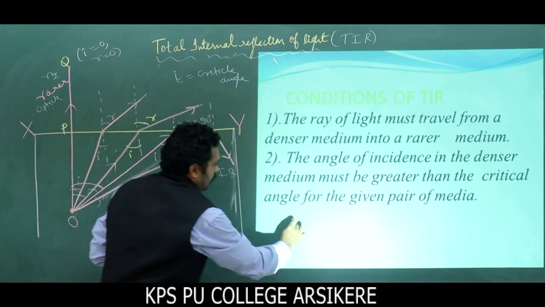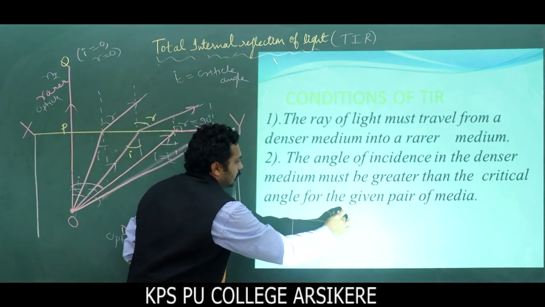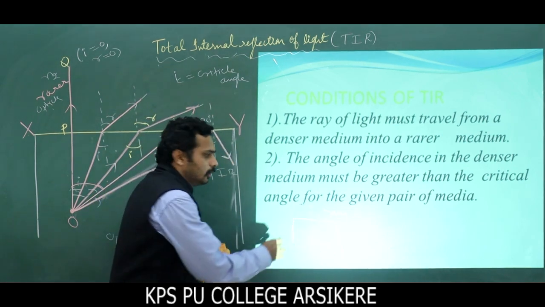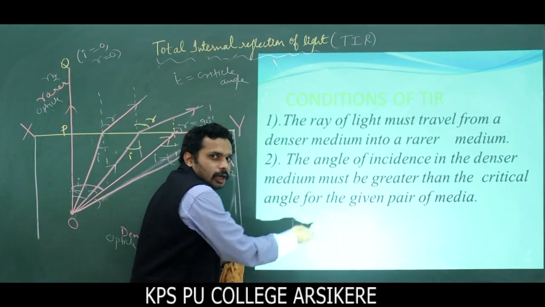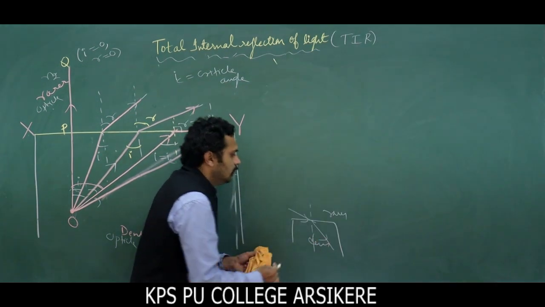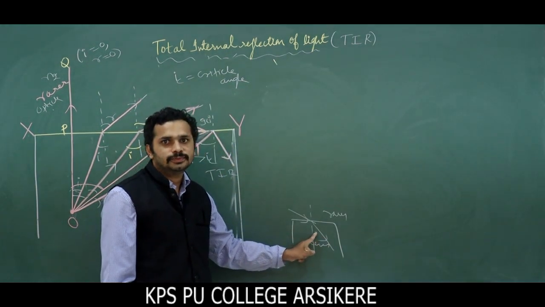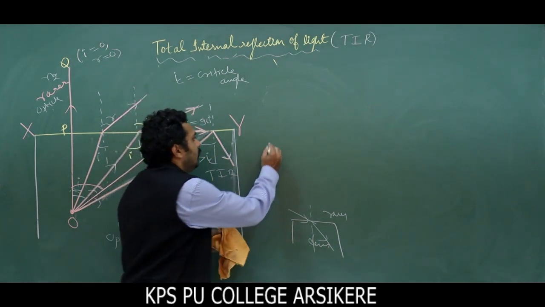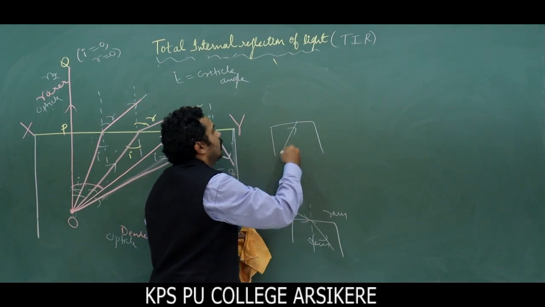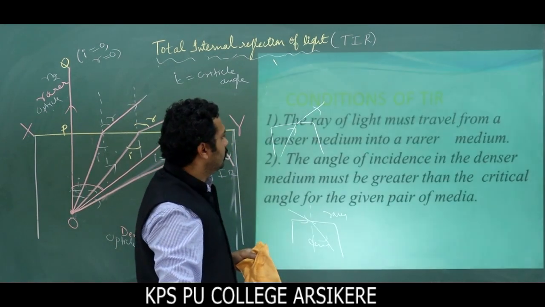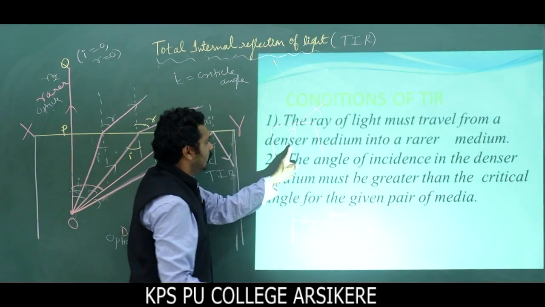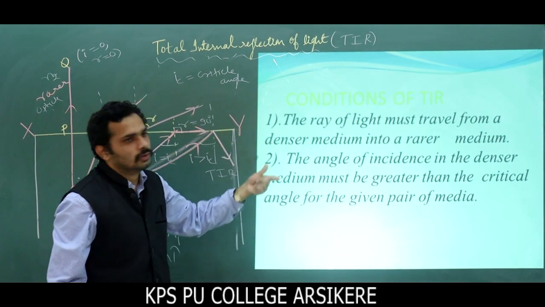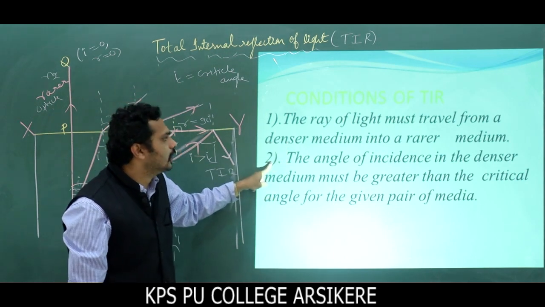Look at here. Now this is rarer, this is denser. Now this is the normal. Now the ray of light travels from optically rarer to optically denser. Look at here, refraction. You got it? No TIR. That's why to get TIR, the ray must travel from optically denser to optically rarer. Denser to rarer ಹೋಗಬೇಕಾಗುತ್ತೆ. Right? The first condition, you got it? May I clear this? Now the second condition.